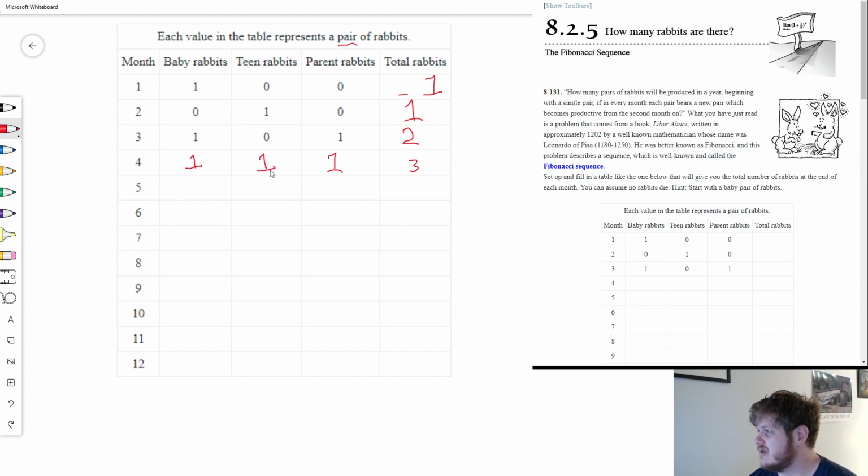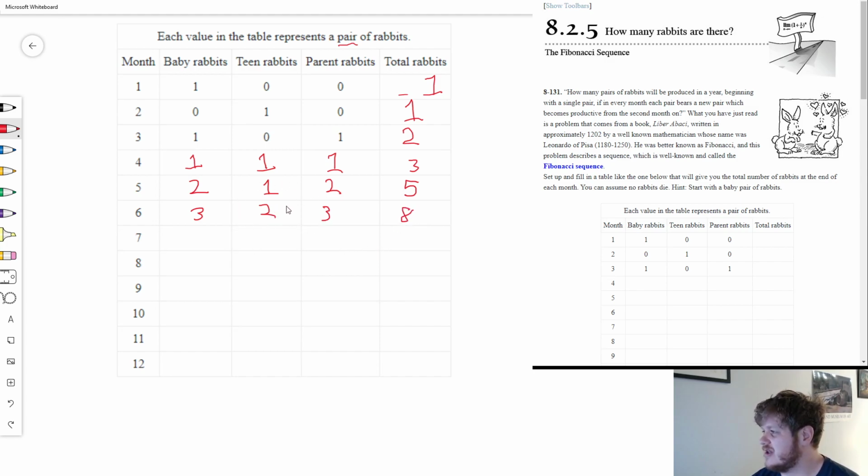The next month, these teen rabbits mature, so now we have 2. These baby rabbits mature into teen rabbits, so we have 1 here, and then these 2 pairs of adult parent rabbits will produce new baby rabbits. So if we add that up, we now have 5 pairs of rabbits. Same thing again, this teen rabbit's going to become an adult, so now we have 3 parents, 2 teens, and we are also going to have 3 babies. We add this all together, 3 plus 2 plus 3 is 8.